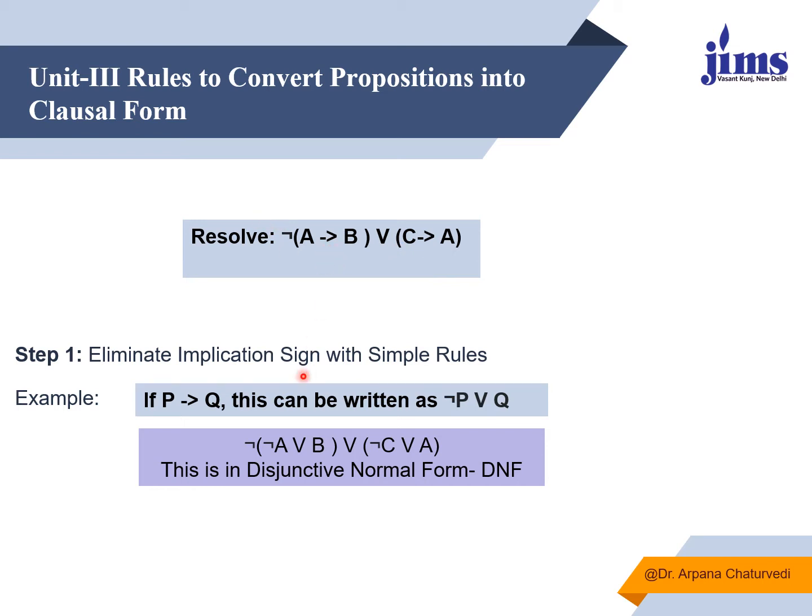We remove it using this particular rule: P implies Q is equivalent to not P or Q. Like here, this is the proposition which is given to you. A implies B gets converted into not A or B. C implies A gets converted into not C or A. The OR symbol and the not symbol were already there. As all the propositions are connected with the OR logical connective, it is in disjunctive normal form.